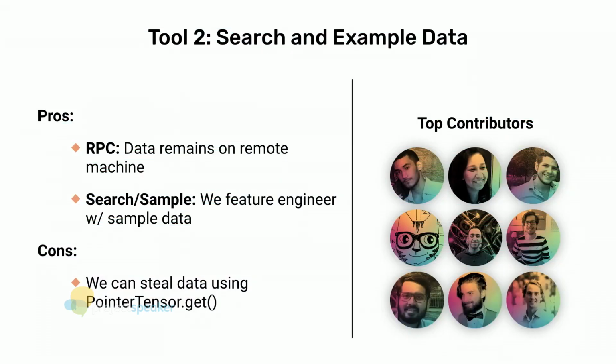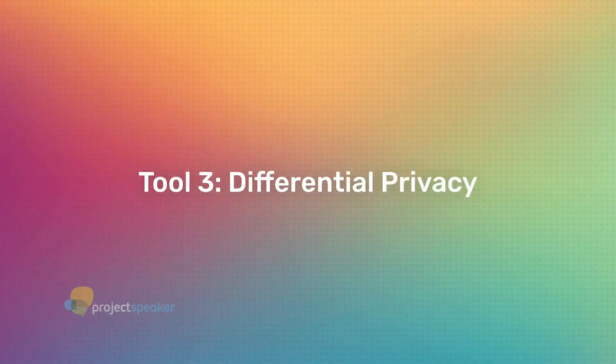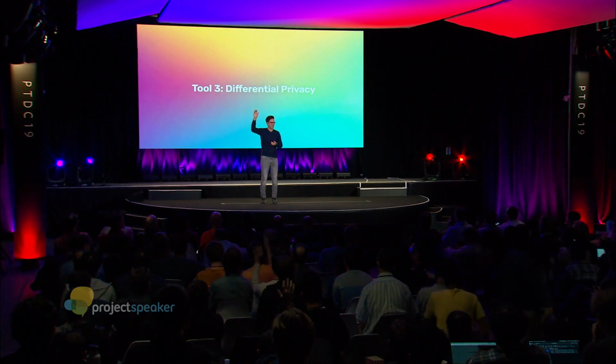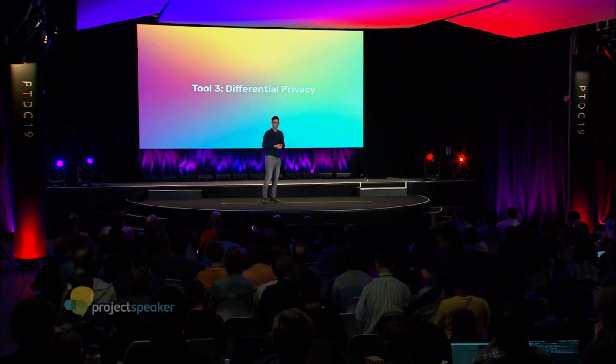So that's all great. We can do remote feature engineering, but this still has this mysterious .get function. How do we ensure that when we ask for a tensor back from a remote machine, we aren't accidentally also getting back private information? This brings us to the third tool, differential privacy. Differential privacy, has anyone come across this before? Okay, cool. All right, quite a few people. That's great. So I'm going to do a quick overview.